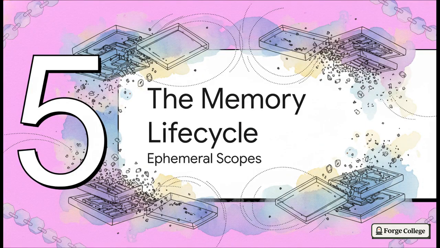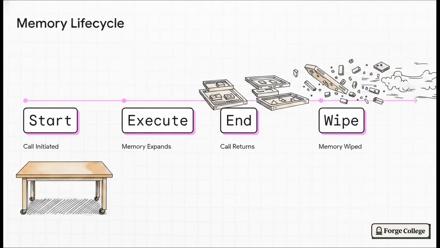Let's shift focus now. Section 5, the memory lifecycle, ephemeral scopes. So what actually happens to all these trays when the shift is over and the function finishes executing? Well, memory in the EVM is strictly scoped to the per call frame. Think of it like a temporary pop-up workbench. Step 1, a call is initiated, and a fresh, totally blank tabletop is rolled out for you. Step 2, during execution, that memory expands as we slide our trays on. Step 3, the call returns. And step 4, that entire tabletop is instantly wiped clean and dismantled. There's no background garbage collection slowly pausing your program. The whole workbench literally just ceases to exist.